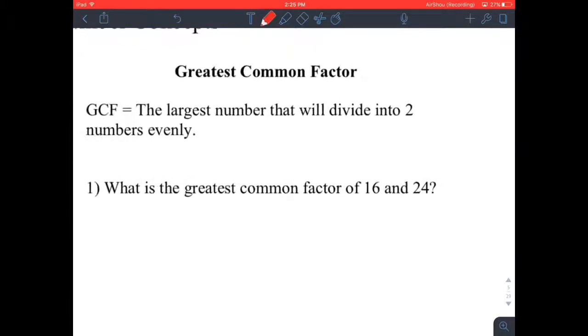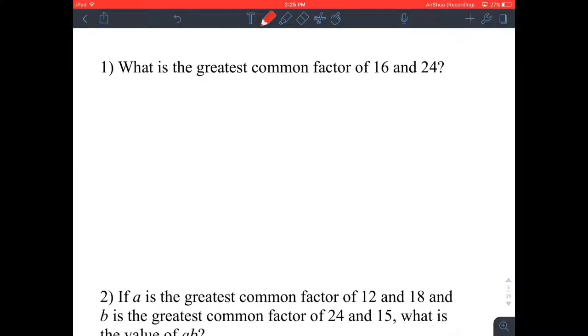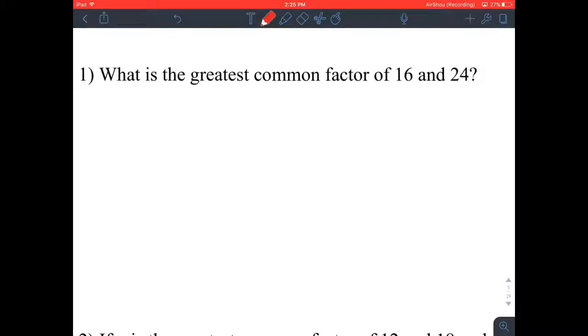Next we've got greatest common factor, GCF for short. Greatest common factor is the largest number that will divide into 2 numbers evenly. So let's just jump into this first example so we can see how this works. What is the greatest common factor of 16 and 24?